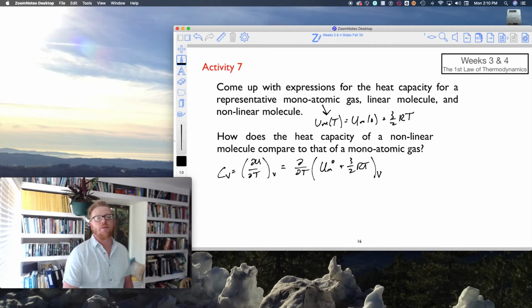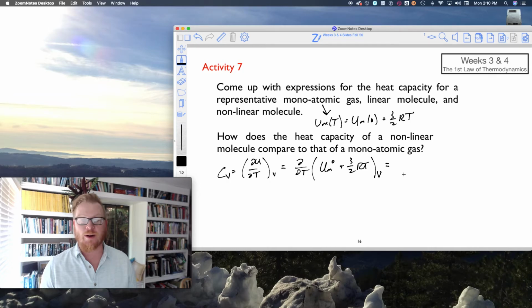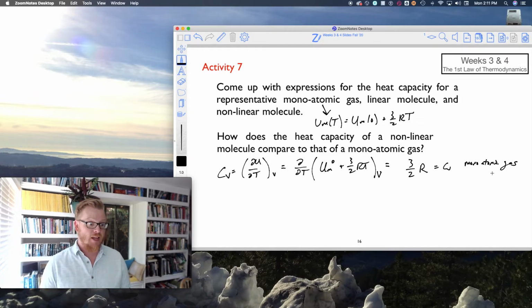I could put that little V down there to show V is being held constant. It's a little redundant. The mathematicians will tell us we don't have to do that, but chemists, we like to put the variable that's being held constant, okay? So this is a very easy derivative. This is a constant, so when you take the derivative of this with respect to temperature, it's 0, and the derivative of 3/2 RT is simply 3/2 R. That is the heat capacity for all monatomic gases. Not the specific heat, just the heat capacity, CV, okay?